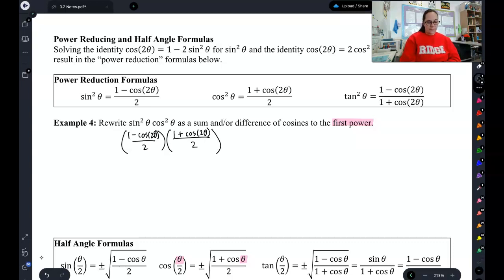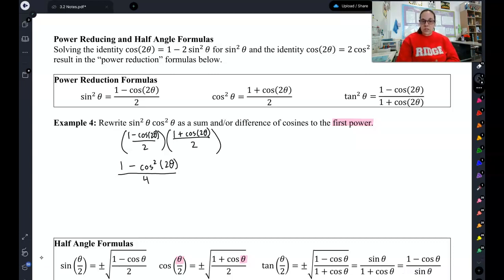And let's simplify. I notice that if I multiply the numerators together, I have difference of squares right there. So that's going to be 1 minus cosine 2 theta plus cosine 2 theta, which will cancel, minus cosine squared of 2 theta. And if I multiply straight across in the denominators, 2 times 2 gives me 4.